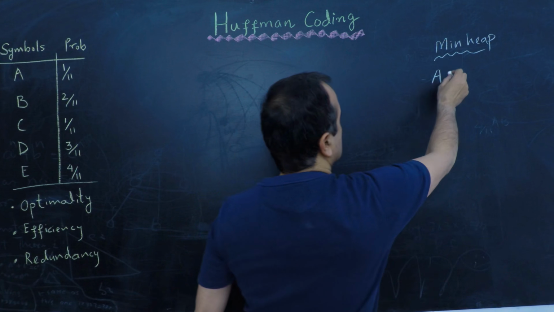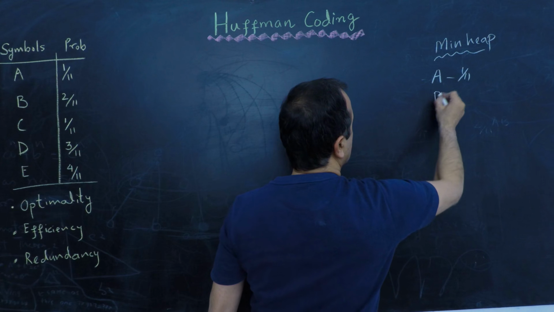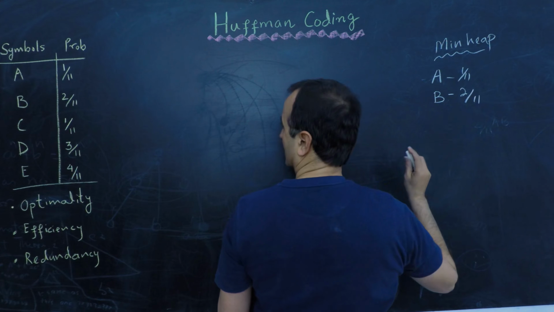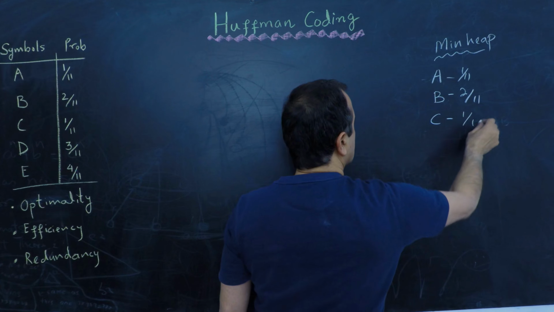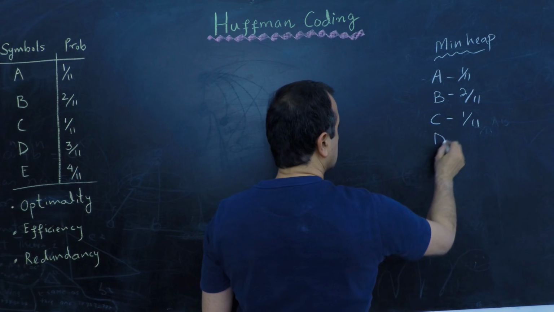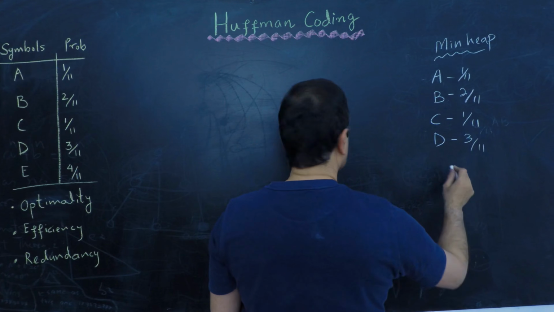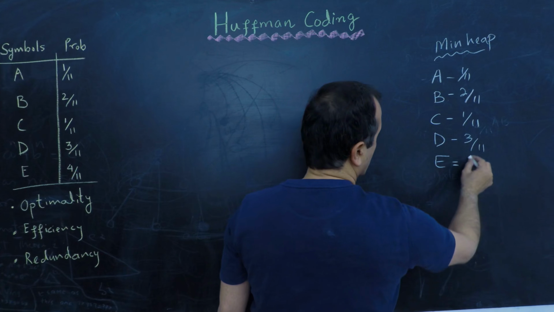So the min heap will have this node, it will have B with value 2 over 11, it will have node C with value 1 over 11, node D with value 3 over 11, E with value 4 over 11.